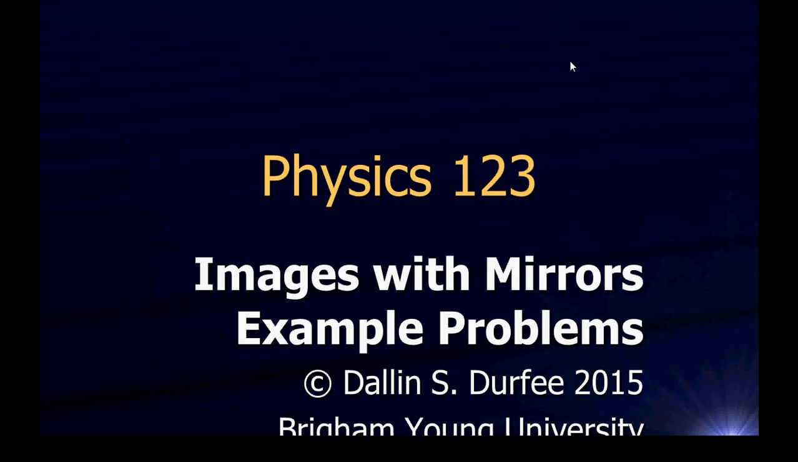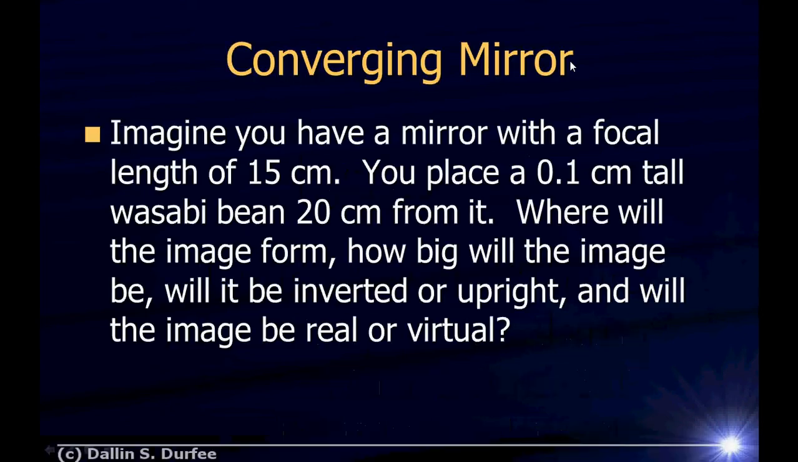Okay, here's some example problems forming images with mirrors. So here's our first problem. Imagine you have a mirror with a focal length of 15 centimeters. You place a 0.1 centimeter tall wasabi bean 20 centimeters from it. Where will the image form? How big will the image be? Will it be inverted or upright? And will the image be virtual or real?